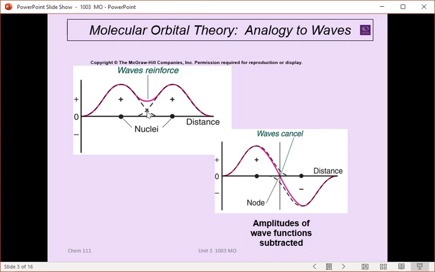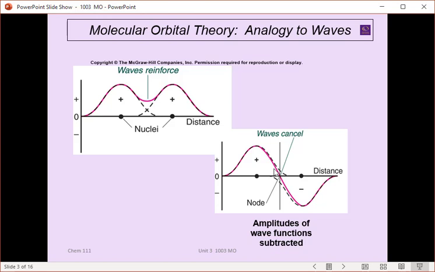So if each one had an amplitude of, say, 0.5, then when they combine, they would have an amplitude of 1. Now, on the other hand, if the waves were out of phase, where the wave on the left is coming in as a crest, and the wave on the right is coming in as a trough, at the moment they combine, where one has a positive 0.5 and one has a negative 0.5, they literally cancel, and that's what we call an anti-bonding orbital. In other words, it's not helpful to bonding at all. It doesn't give any strength.